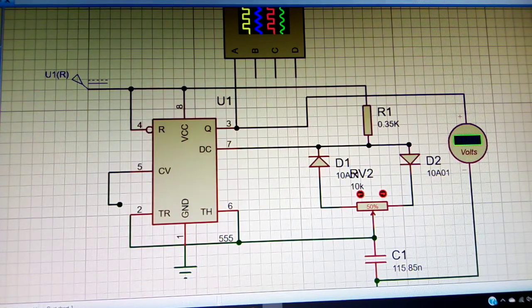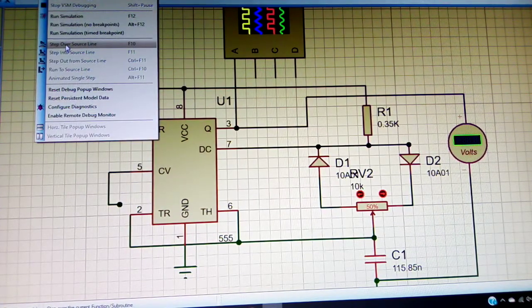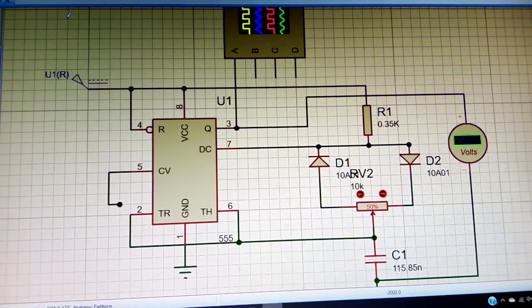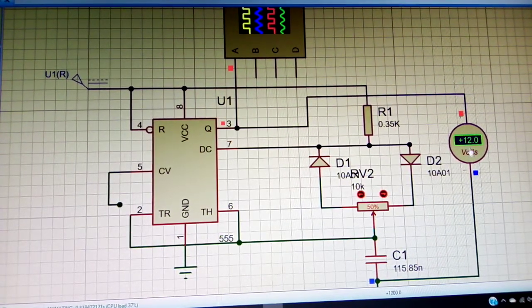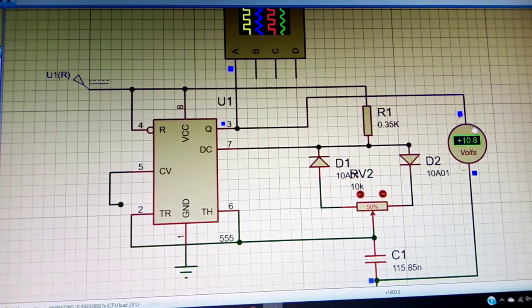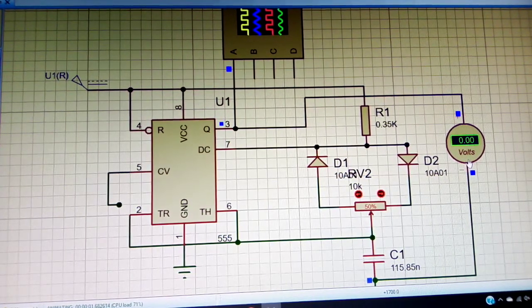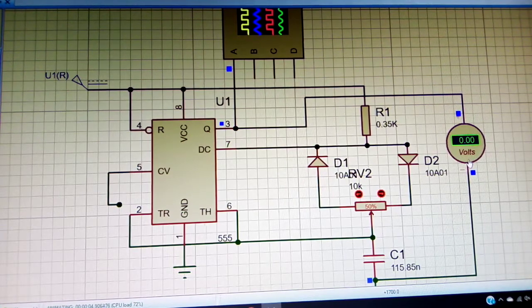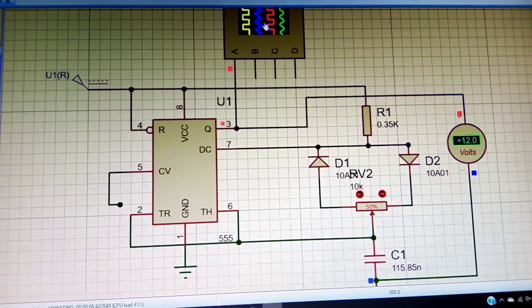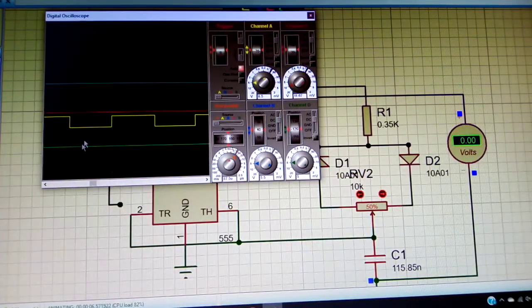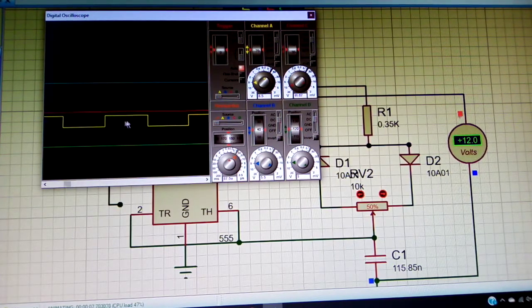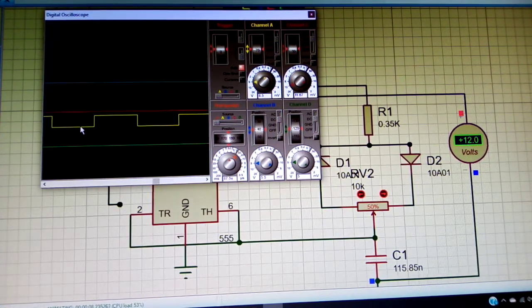Well, I started with my circuit and ran the simulation. You can see the potentiometer is going from 0 to 12 volts without identifying other voltage in the display. Well, when I put my oscilloscope, I can see this is my square signal in this form. You can see my duty cycle.